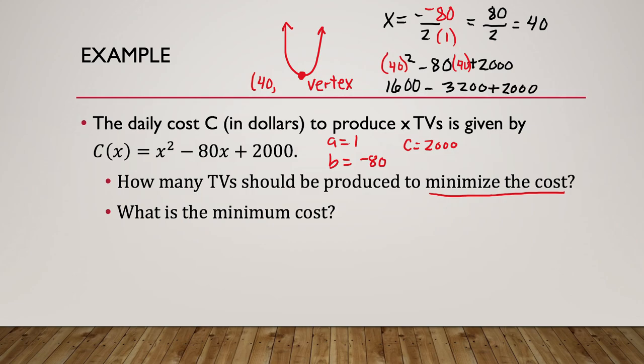And so we'll put that in our calculator. 1,600 minus 3,200 plus 2,000. That gives me 400 for my y value. So that tells me that that is the y value in the vertex point.